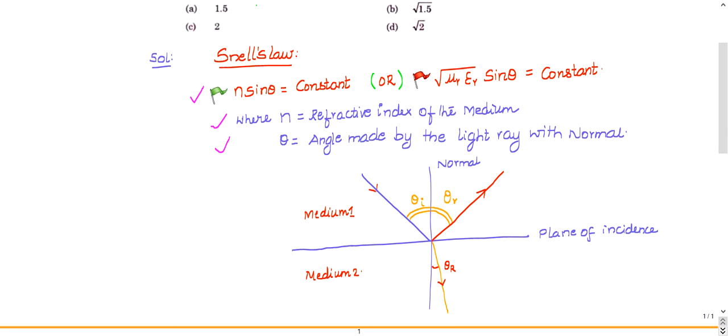This Snell's law, everybody knows. They have studied it in classes 8, 9, 10, many times, but they might have studied only this first formula. The second formula is given here. This is also quite important in our EMT. Many times it has been asked in GATE also. Snell's law, two formulas, please try to memorize. Neta sin theta is constant, and under root mu r epsilon r sin theta is constant. Now let us see what this theta is.